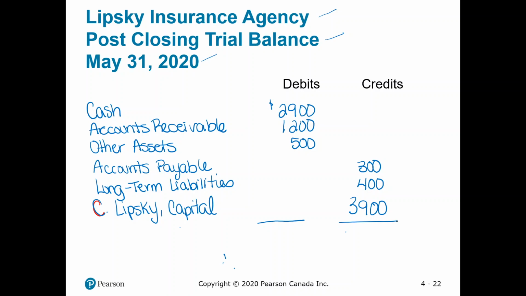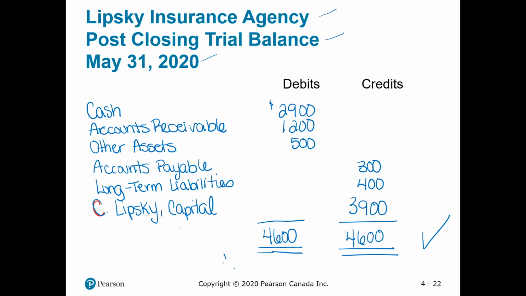So we always need to do our double check. Do our debits equal our credits? So we add up our debits. We get a total of $4,600. And if we add our credits, we also get $4,600. So our totals match. And that is a check for us to know, okay, hopefully this means we've carried everything over properly because our debits equal our credits.